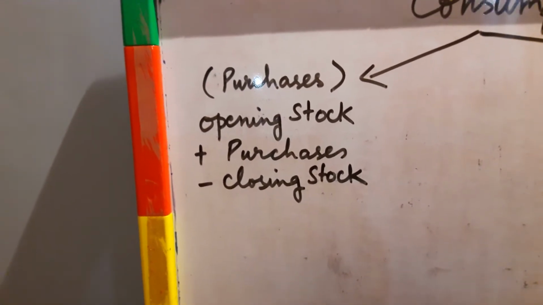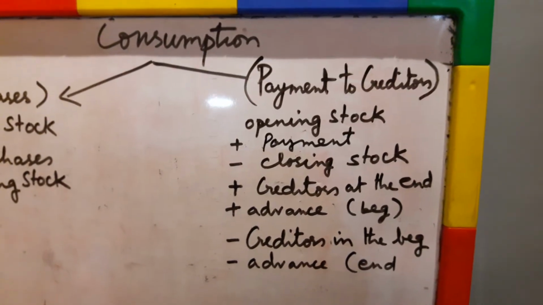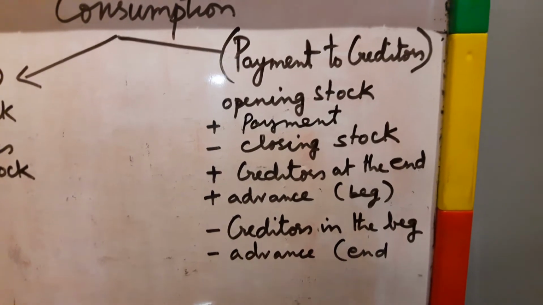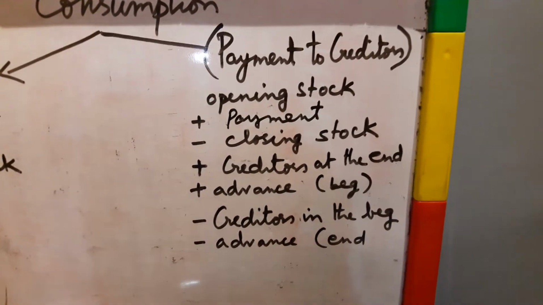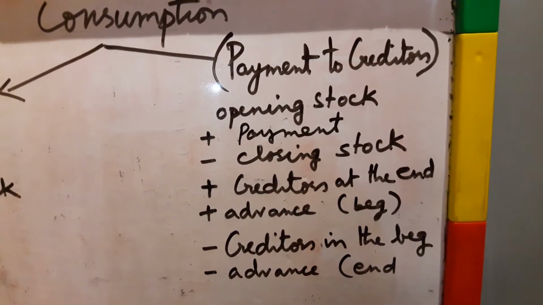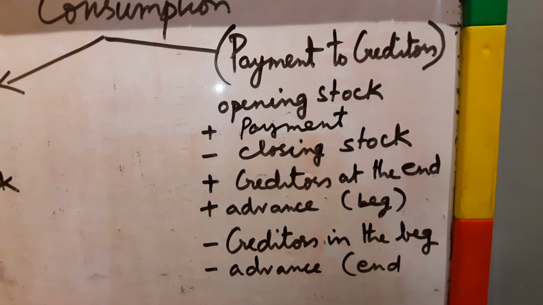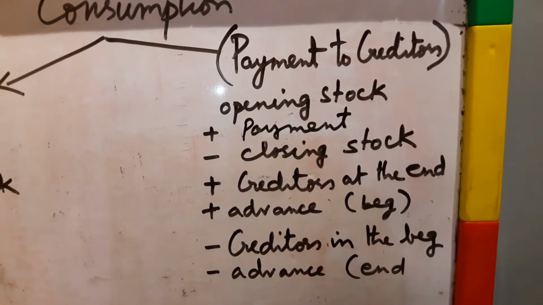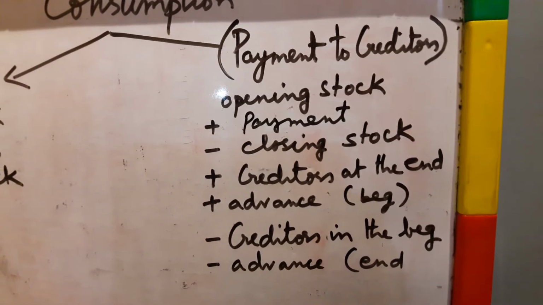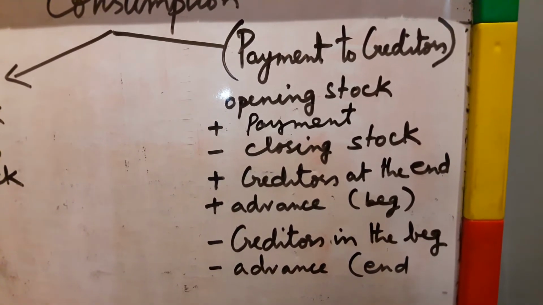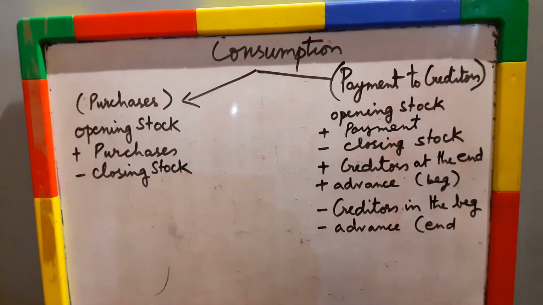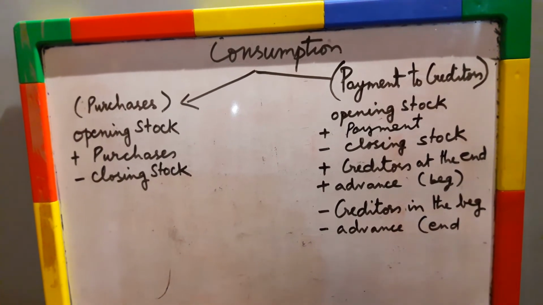This is your consumption. But if payment to creditors is given and purchases are not given, then we will use the formula opening stock plus payment minus closing stock. This is actually giving you purchases, and then you are adding creditors at the end, adding advance in the beginning, subtracting creditors in the beginning, and also subtracting advance at the end. So this is the formula. These two are formulae for calculating consumption.